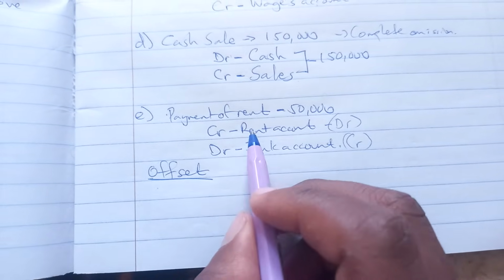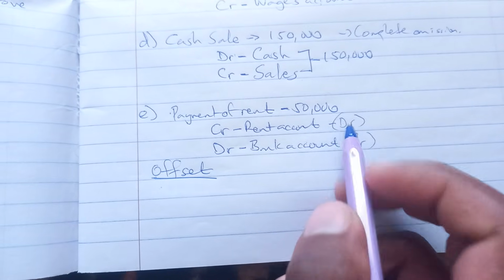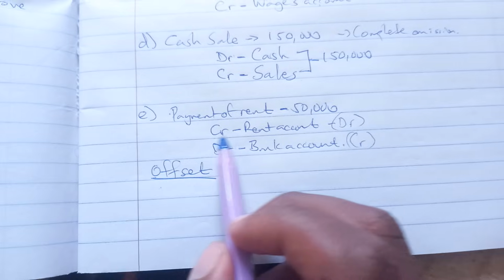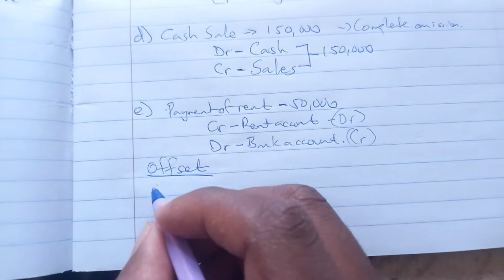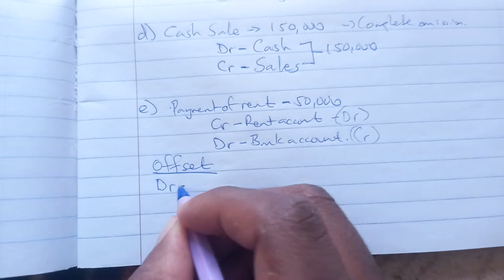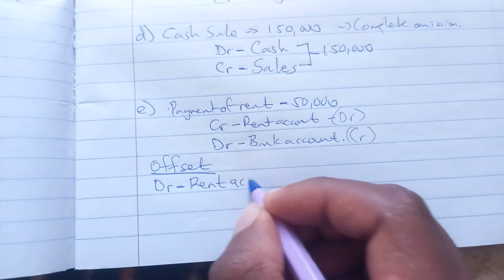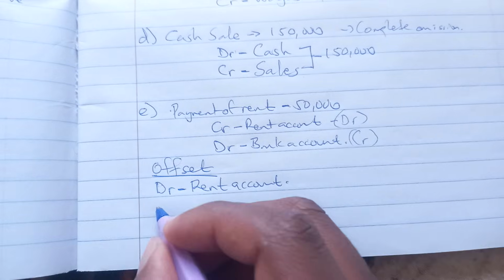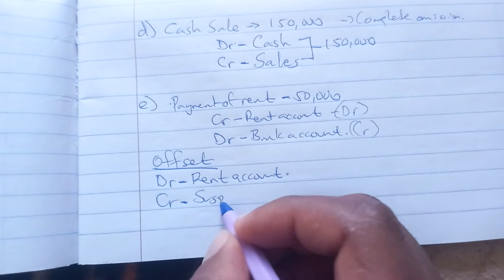Since for the rent account, it needs to be on the debit side, so what do we do? We need to less this amount which is on the credit. And how do we less that amount? We less it by debiting. So we debit rent account. And what do we credit? We credit the suspense account.